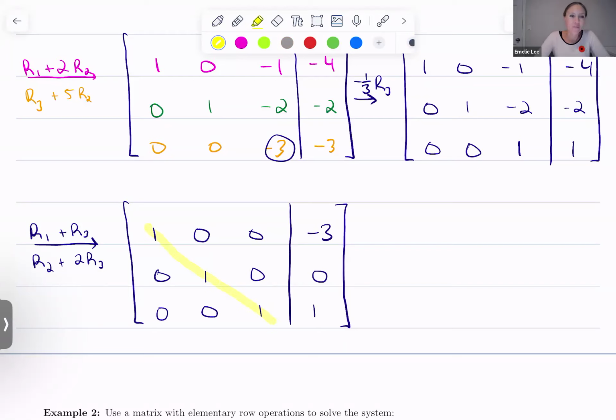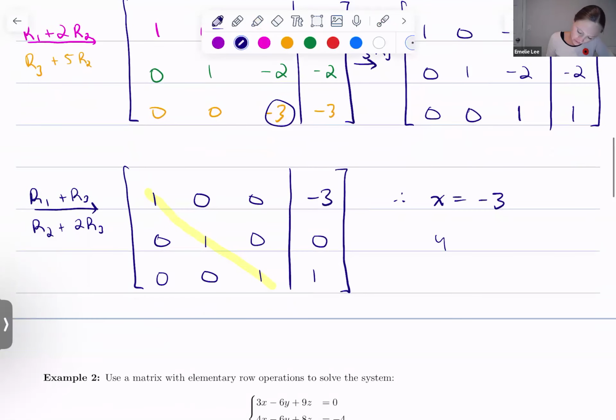Finally, this is in what we call reduced row echelon form. I'm not going to call it that because I haven't seen it mentioned in the textbook, and so that's okay. But if you're Googling things, it's called reduced row echelon form. Now, I see that x must be -3, y must be 0, and z must be 1. So therefore, x equals -3, y is 0, and z equals 1.